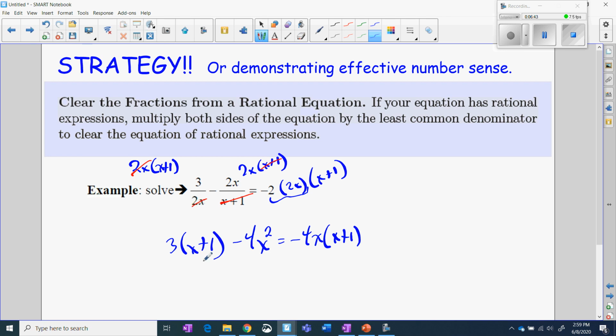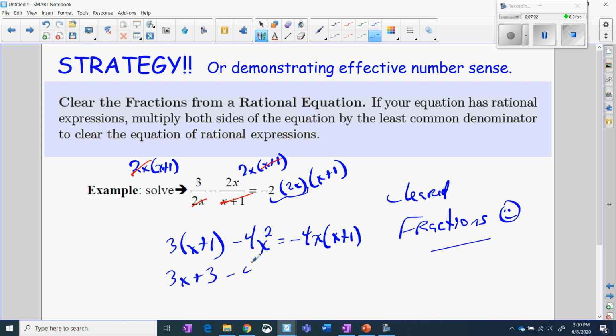All right, let's clean this up. Here's the good news. Those 2 ugly fractions, gone. We have cleared the fractions, which is always a nice feeling. Don't have to worry about them anymore. So now it's a quadratic. Back to unit 1. 3x plus 3, take away 4x squared equals negative 4x squared, take away 4x.